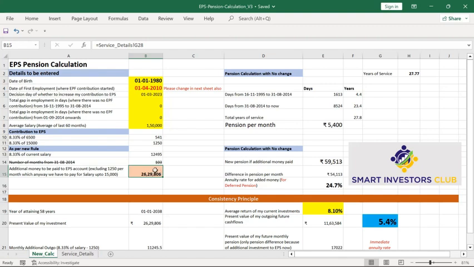So how did I calculate it? I'll explain. That is the main part of this presentation. But before we jump on to that, let me explain this Excel sheet for everyone's benefit.